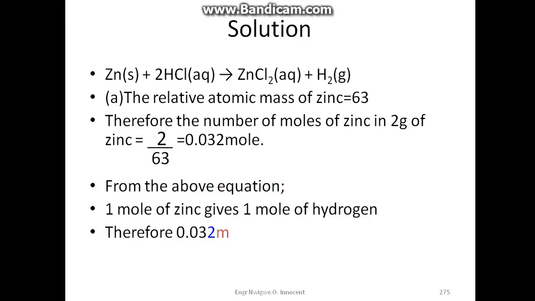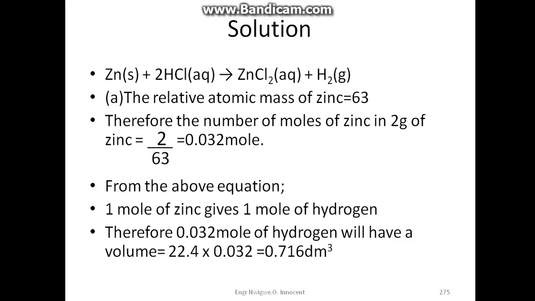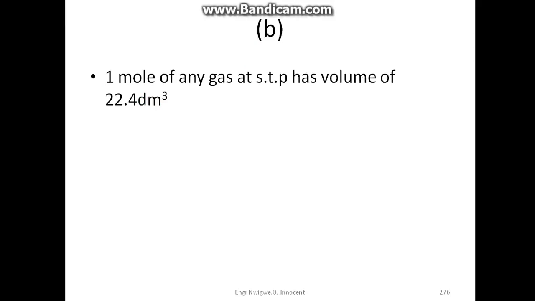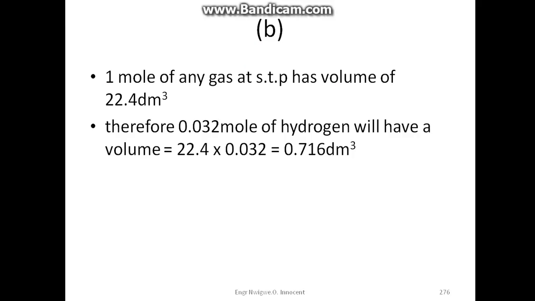Therefore, 0.032 mole of hydrogen will have a volume equal to 22.4 times 0.032, which will give us 0.716 dm cube. For the answer to question B, 1 mole of any gas at STP has a volume of 22.4 dm cube. Therefore, 0.032 mole of hydrogen will have a volume equal to 22.4 times 0.032, which will give us 0.716 dm cube.